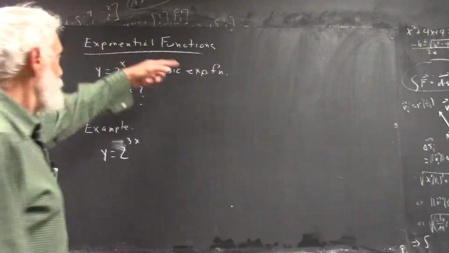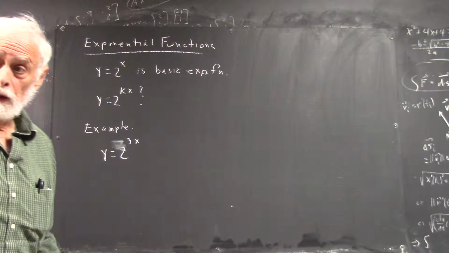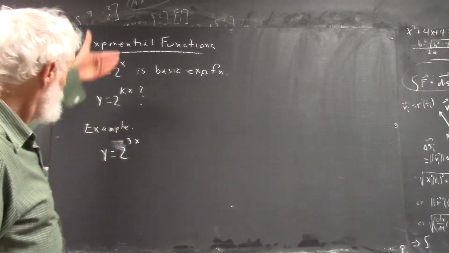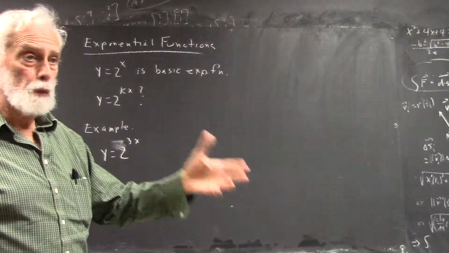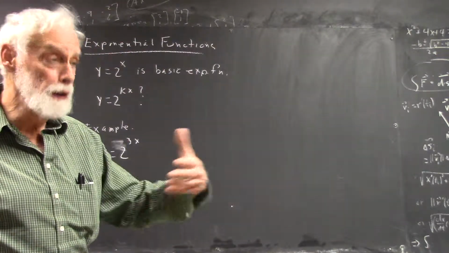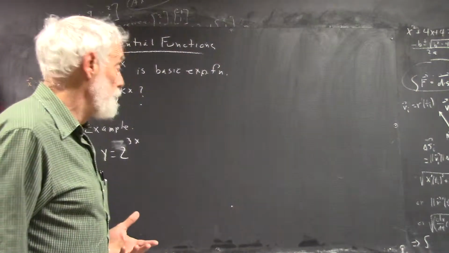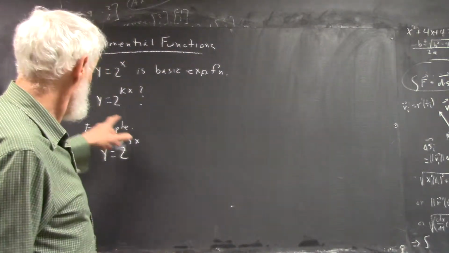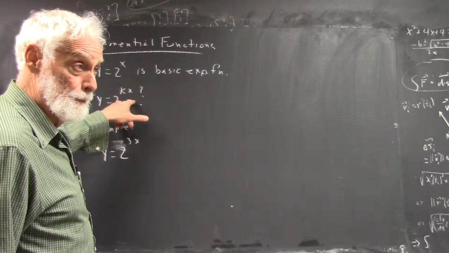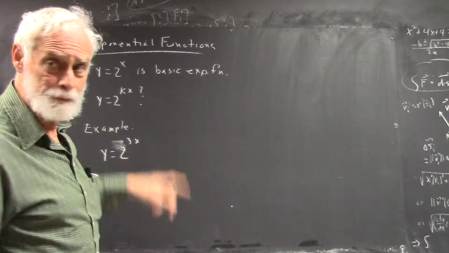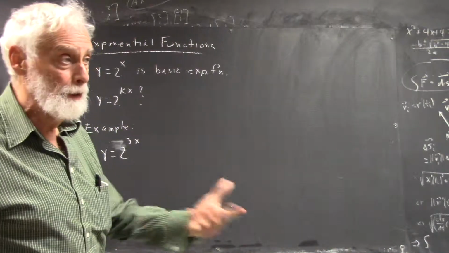Okay, so again, we look at exponential functions. I want to generalize exponential functions. You know y equals 2 to the x is an exponential function. We looked at y equals 3 to the x, y equals e to the x. The general form of an exponential function could be written as y equals 2 to the kx. And the question is, what's the graph of that look like? Well, it depends what k is.